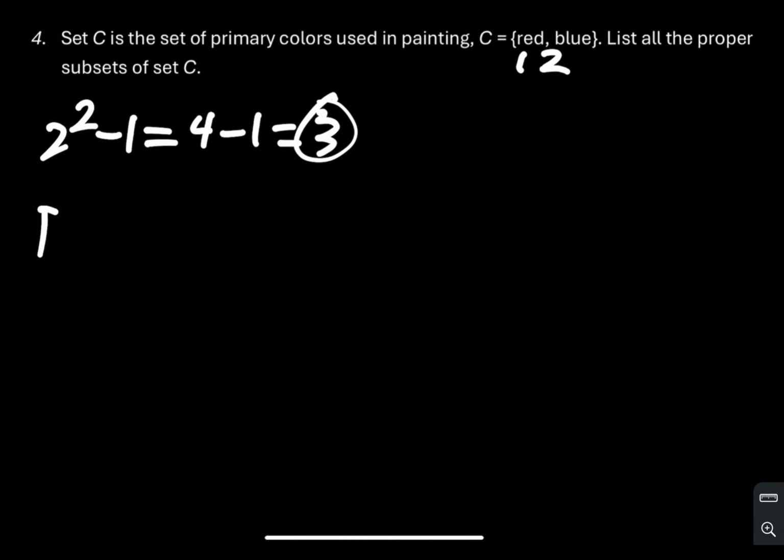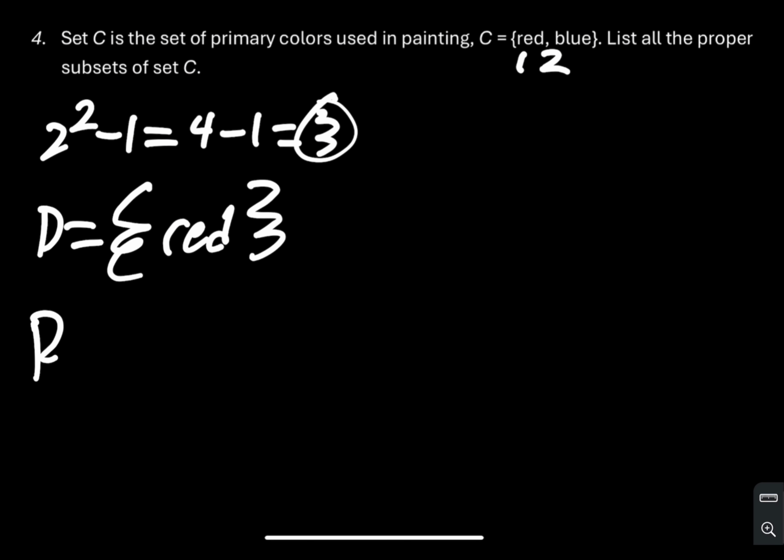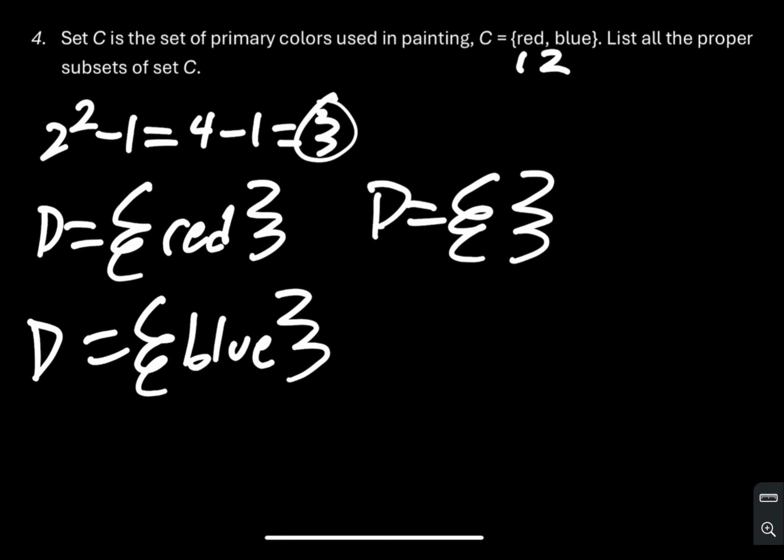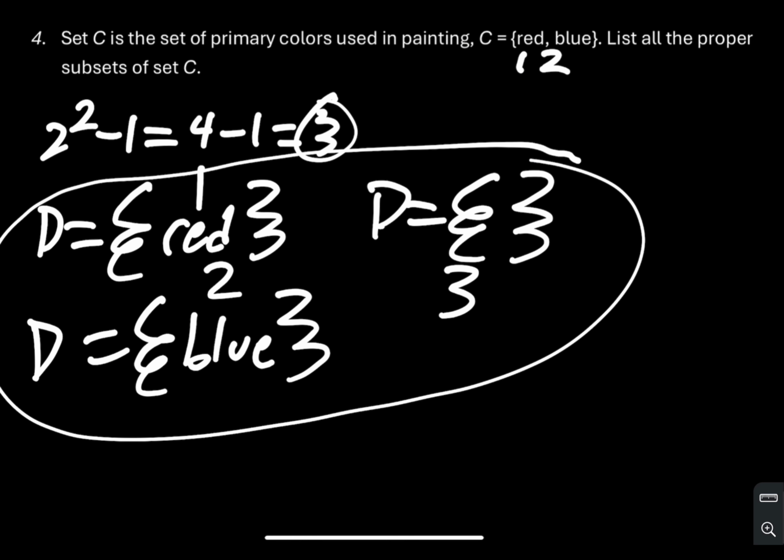I'm going to say D is going to be a proper subset of set C. We have 2 elements starting off, so we need to get bumped down to 1 element in our proper subset. So we can have red in set D, and then that looks like R. And then the other combination is going to be blue. And then lastly, we have our empty set. So we can say D is equal to, and then just have our empty set. So that's 3 different proper subsets of set C, and that's going to be your answer.